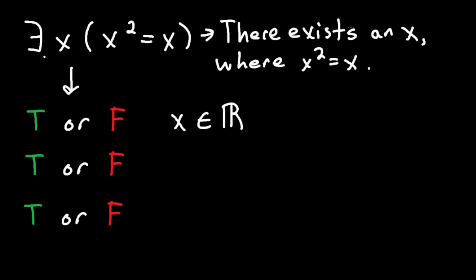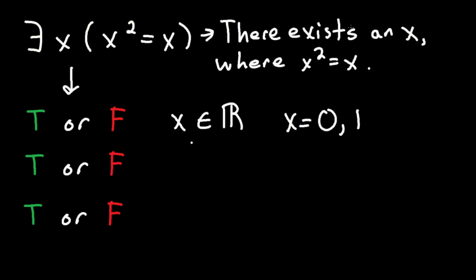For all real numbers, is this quantified statement true? There exists an x where x squared is equal to x. Well, I can already think of 2: when x is equal to 0 and when x is equal to 1, right? 0 squared is 0 and 0 is equal to 0. And 1 squared is just 1 and that's equal to 1.